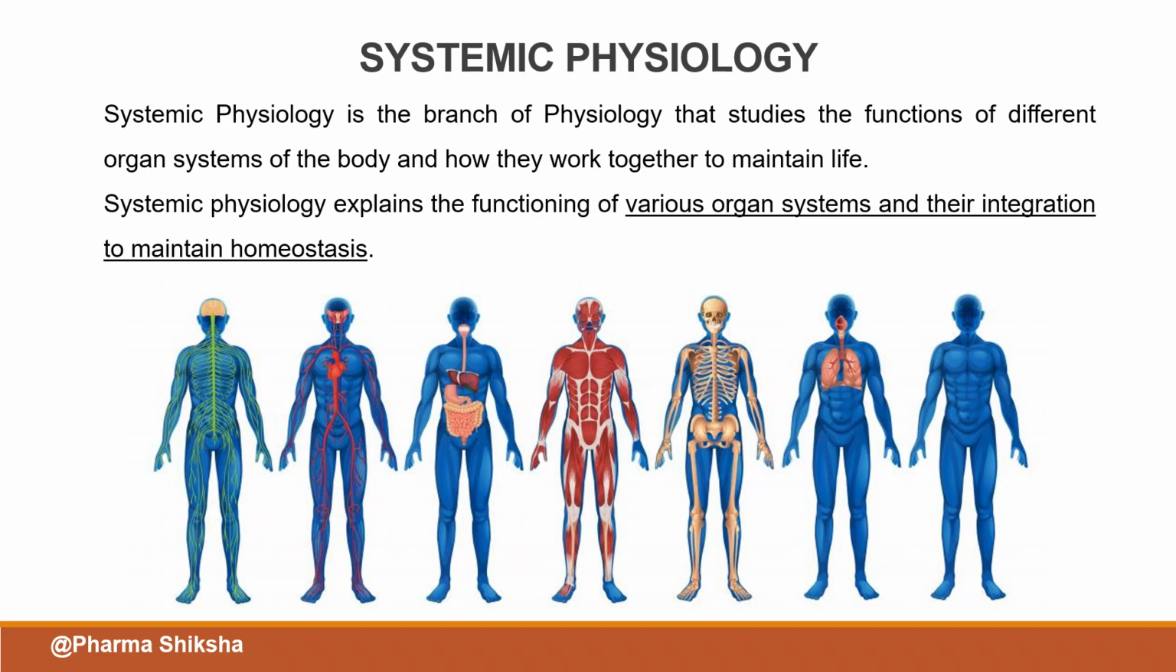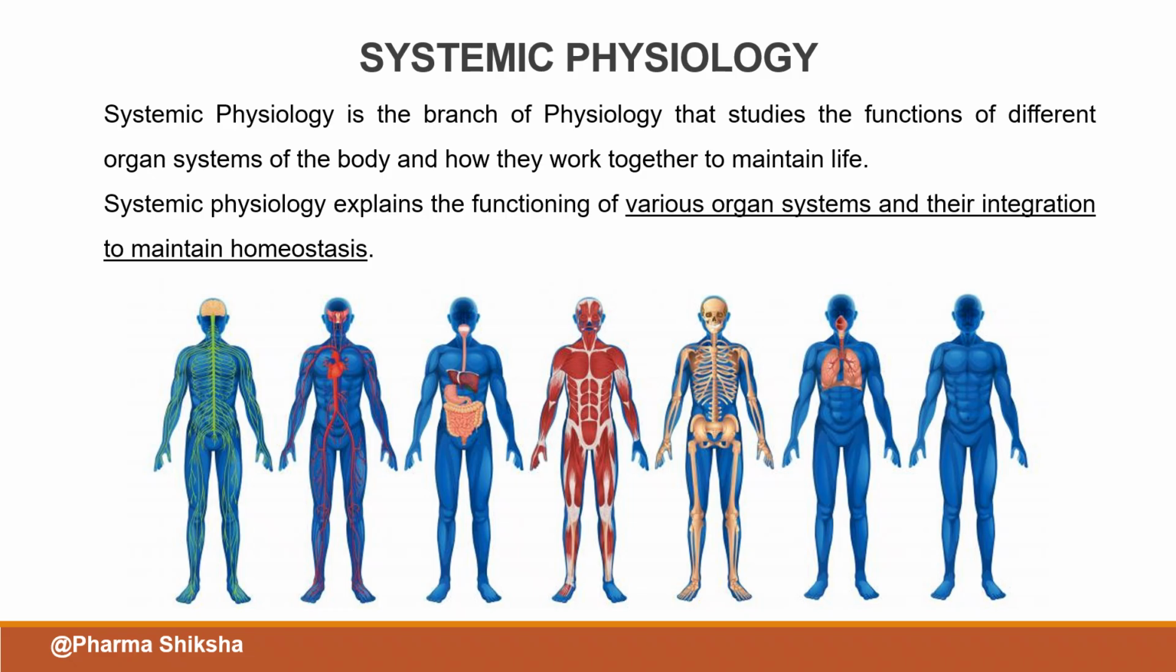Let's move on to systemic physiology. Systemic physiology is the branch of physiology which deals with the study of organ systems and how they are working together to maintain life. For sustaining a good life, we have around 12 types of systems, which explain the various organ systems and their integration to maintain homeostasis.